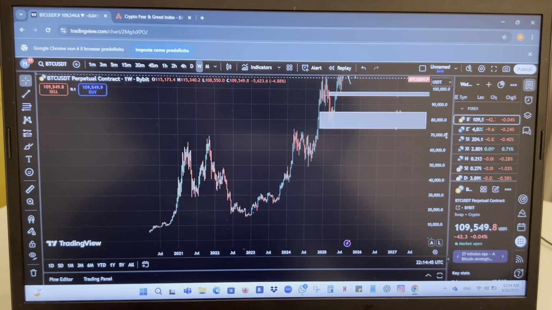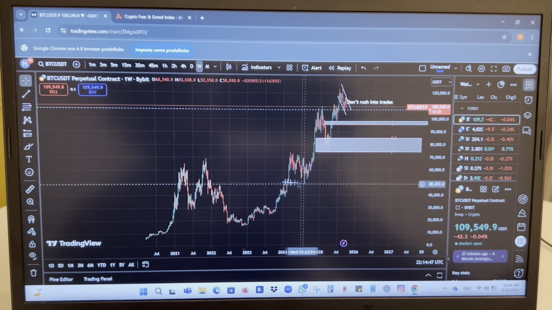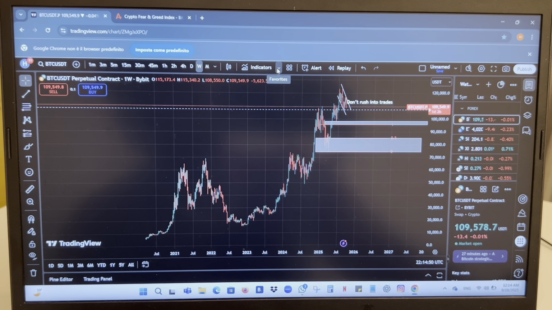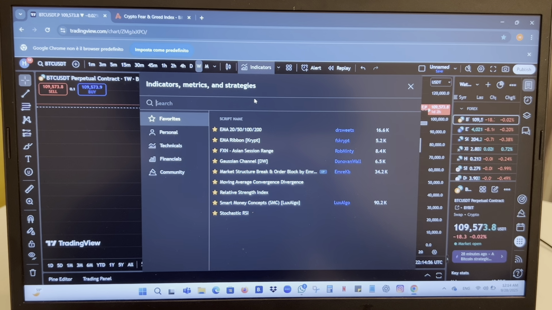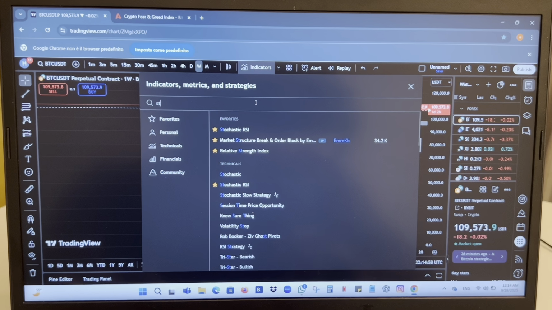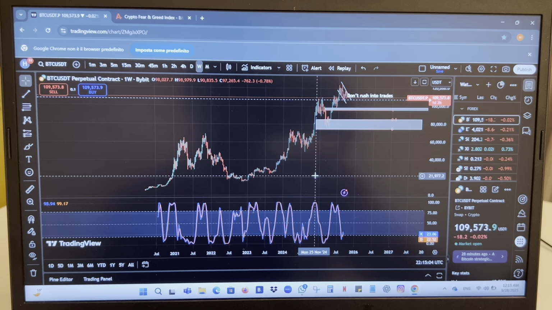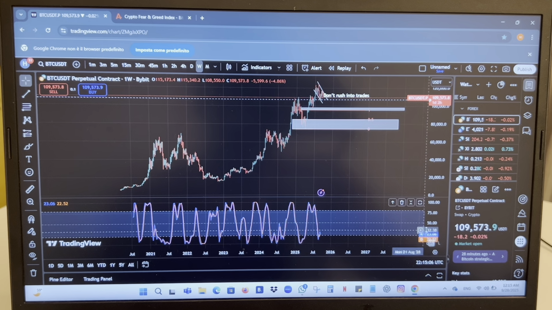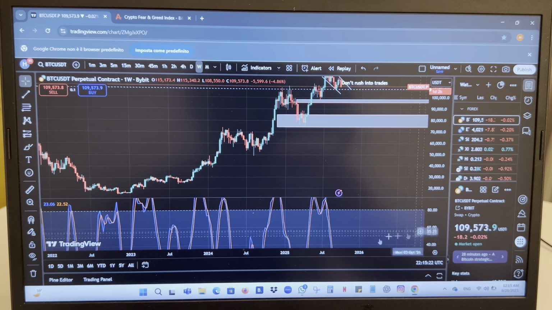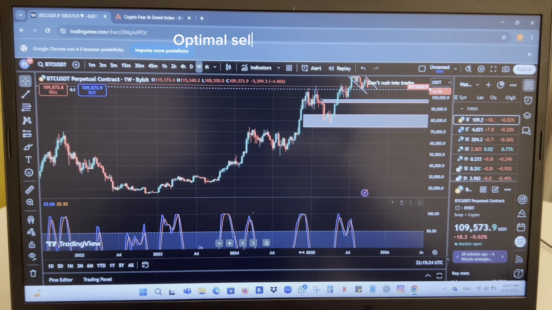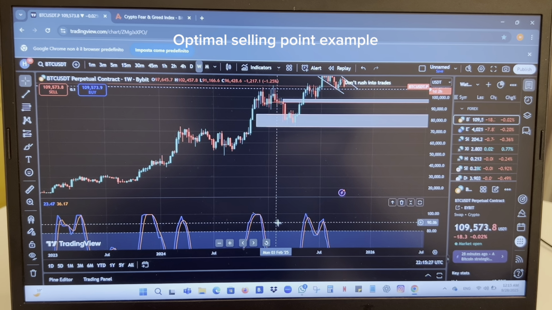And just like before, I will show you guys an example of the indicator Stoch RSI in the same coin, BTC. Just like before, you have to go to indicators and then type stochastic RSI. There you go, I've pinned it. And this is the indicator. And like I mentioned before, there are optimal buying points and there are optimal selling points.